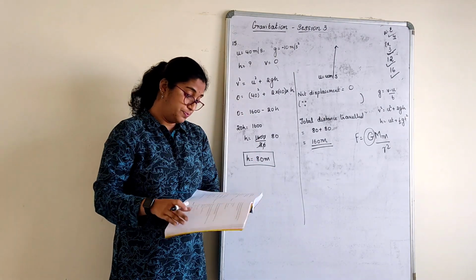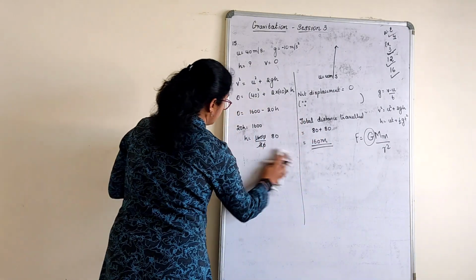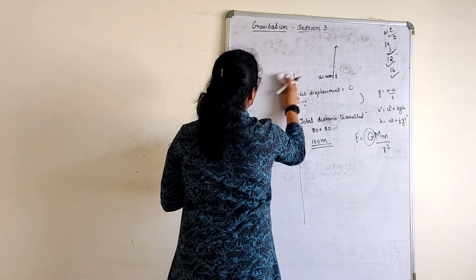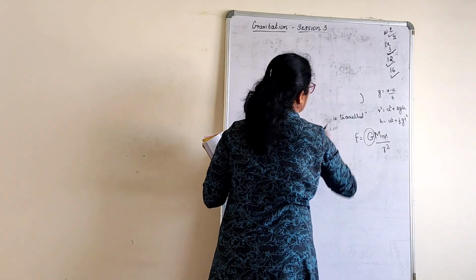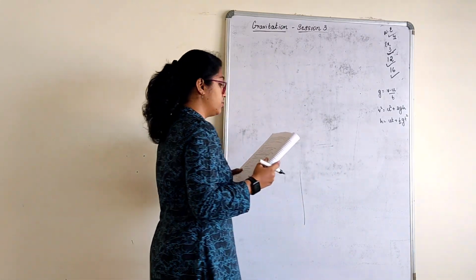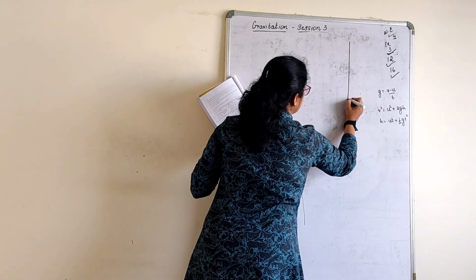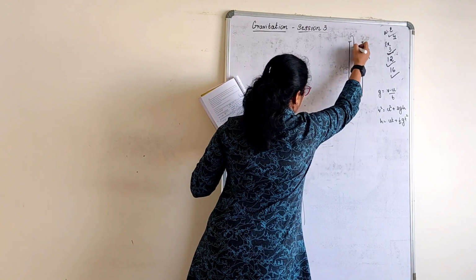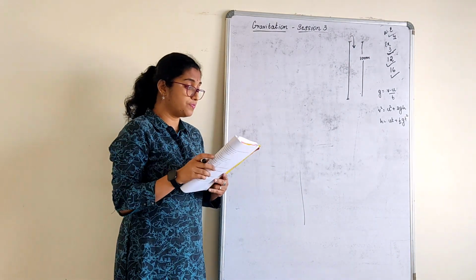We'll go with the next one. Question number 17. A stone is allowed to fall from the top of a tower 100 meter high. So this is a tower which is 100 meter high. So a stone is allowed to fall from the top. Acceleration due to gravity is plus, understood.